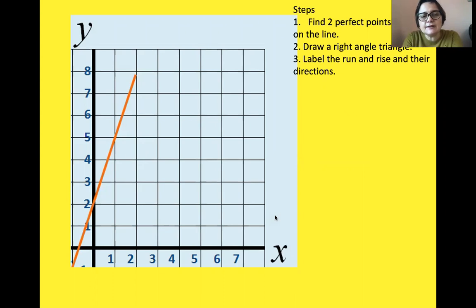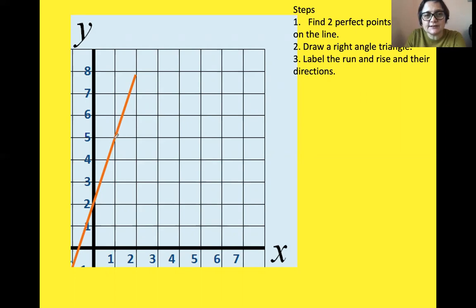If you are given this type of question in a test situation, for example, you need to find the gradient of the red line here. These are the steps that you need to follow. First of all, you select two perfect points on this line. So what are the perfect points? Perfect points are those points where the line crosses the corners of the grid.